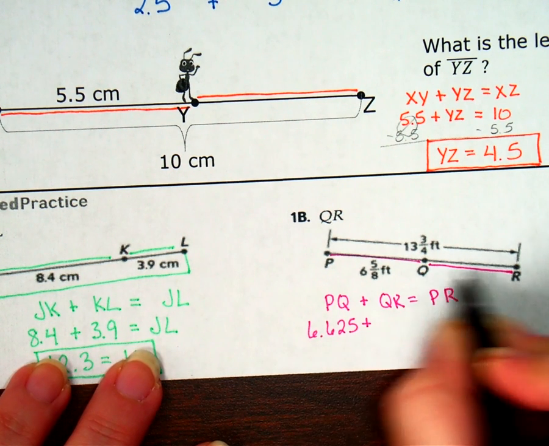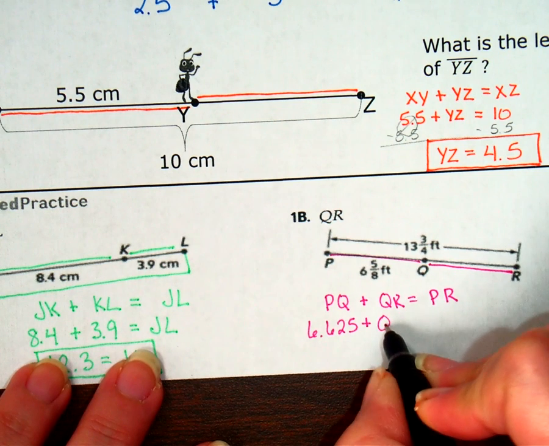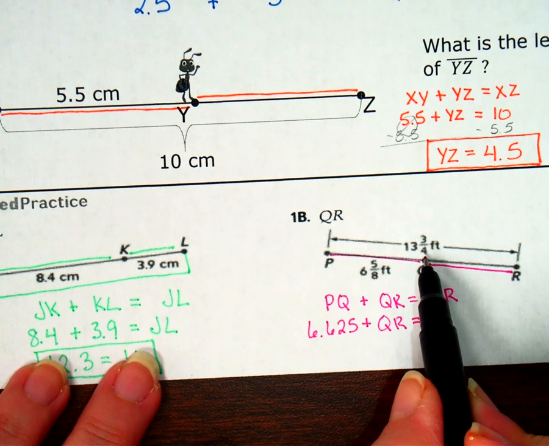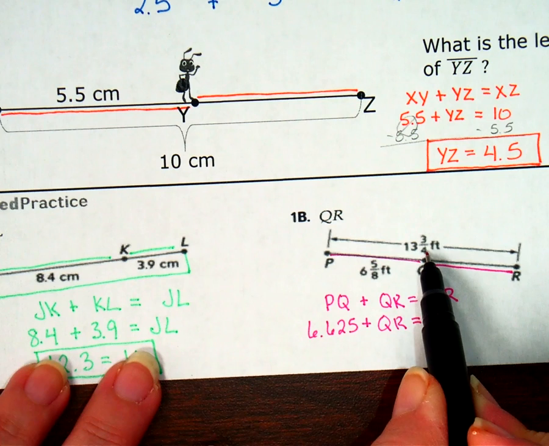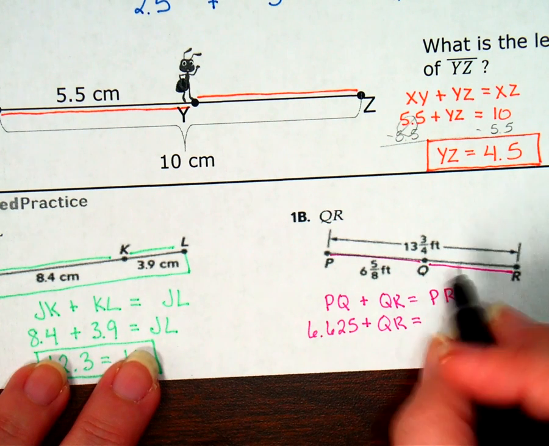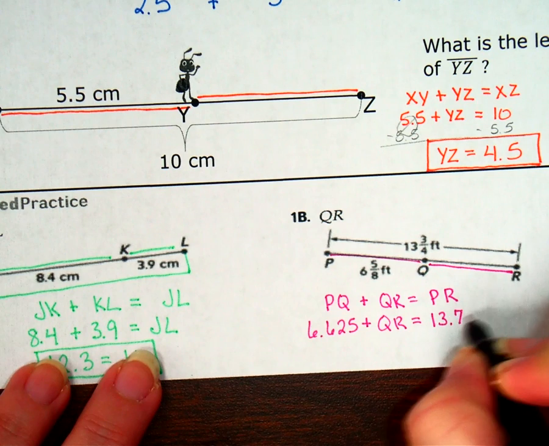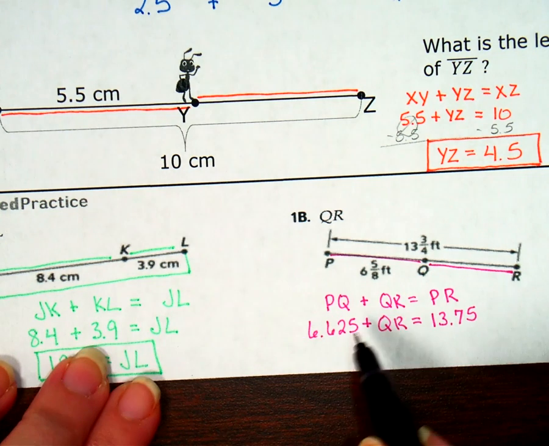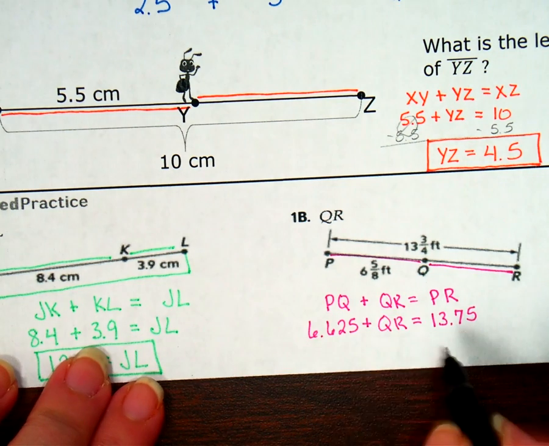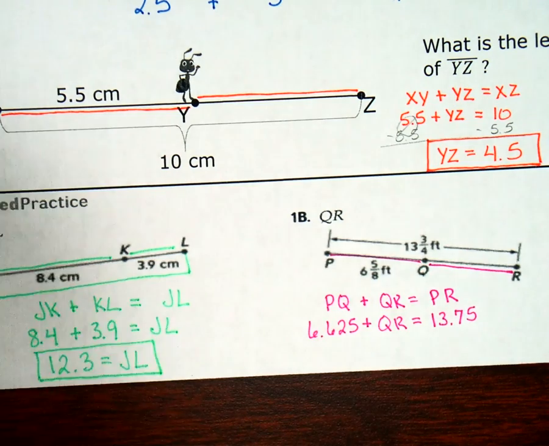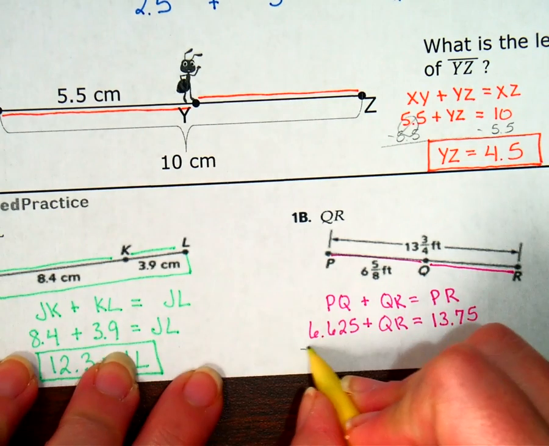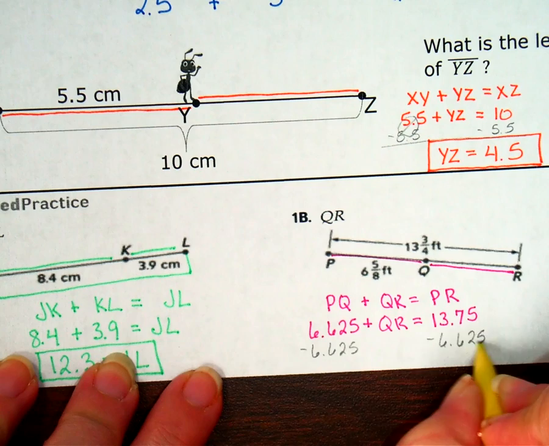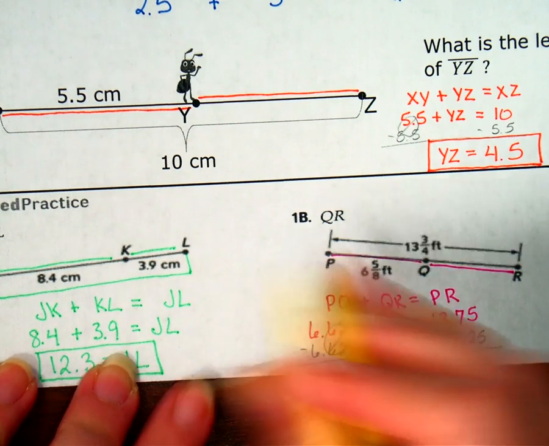Plus QR, I don't know how long that is, equals PR. And PR is 13 3/4. 3 divided by 4 is 3/4, so that's 0.75. So 13.75. And again, you could put that in your calculator on your phone or use a desktop one on your computer to do that. So then this is the one where I have to subtract, right? Because I'm trying to find the little piece. So I'm going to subtract 6.625. When I do that, I'm going to get 0 plus QR, which is just QR.